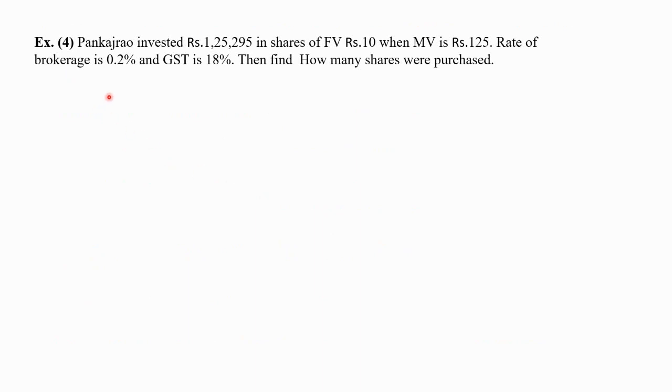Sum number 4. Pankaj Rao invested rupees 1,25,250 in shares of face value rupees 10, when market value is rupees 125, rate of brokerage is 0.2% and GST is 18%. Then find how many shares were purchased. Solution. The sum invested, as mentioned in the question, is rupees 1,25,250. Brokerage is 0.2% and GST rate is 18%.